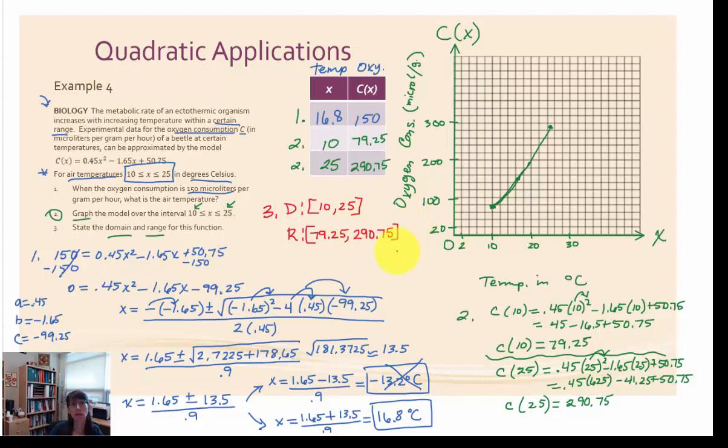You can see from this example it is very important to pay attention to the details given in the problem so that you're only graphing what is in the domain and range for that given application.